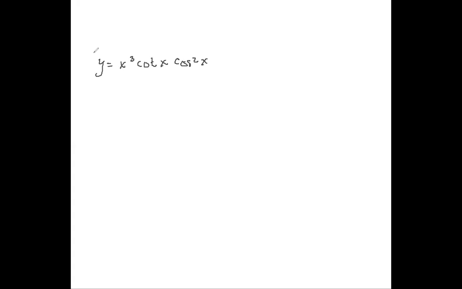We're gonna say that y is equal to x cubed times cotangent x times cos squared x. This is a messy problem. This is going to be a very messy problem to solve. Does anyone have any idea where to start to find this derivative?